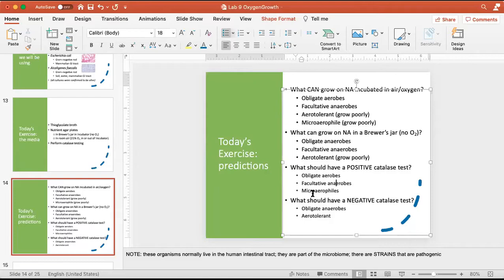These are organisms that routinely use oxygen, so we expect them to have oxygen byproducts floating around in their cytoplasm, and those oxygen byproducts have to be degraded, particularly hydrogen peroxide. And catalase is what destroys hydrogen peroxide. So who would we expect to have a negative catalase test? The other two categories, the obligate anaerobes and the aerotolerants.